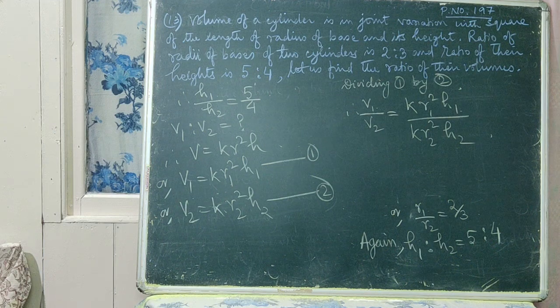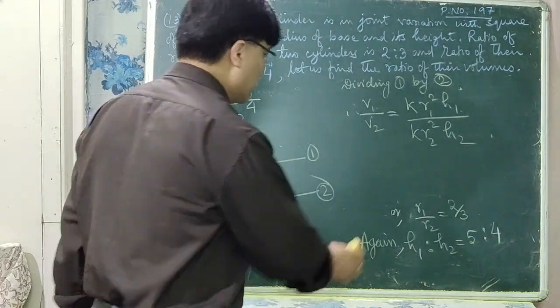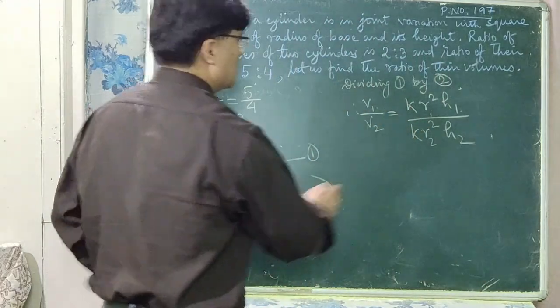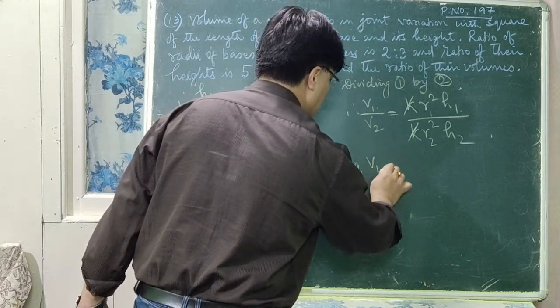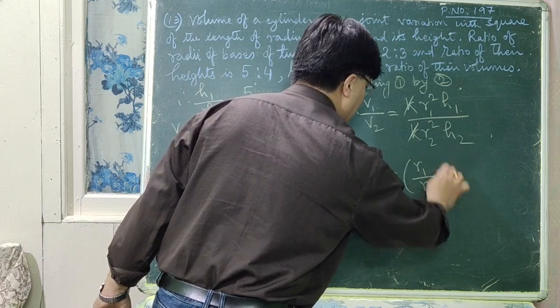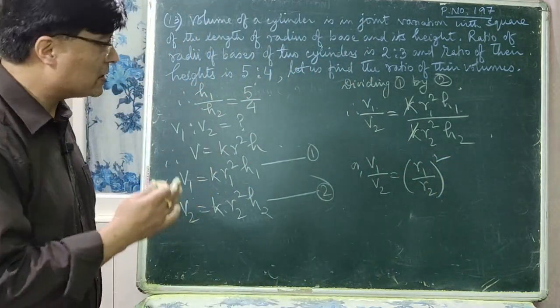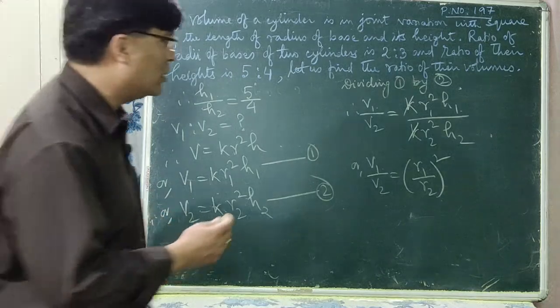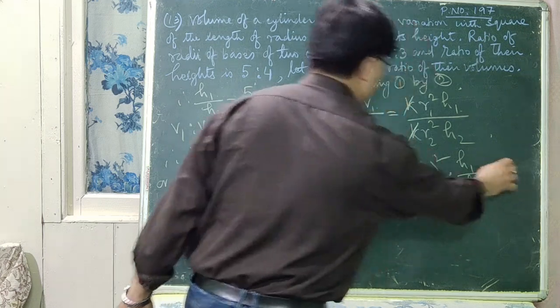So now we will put the values. Now let us put the values here. So here K gets cancelled, so V1 upon V2 is equal to R1 by R2 whole square, right? That is R1 square upon R2 square. It can be written as R1 by R2 whole square into H1 upon H2.